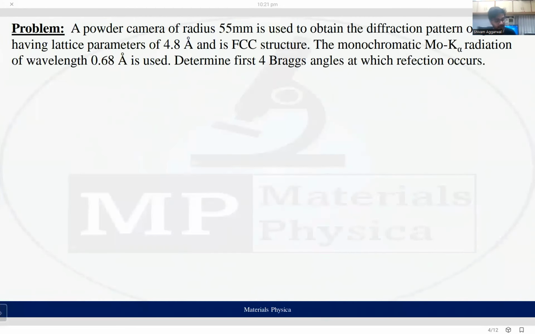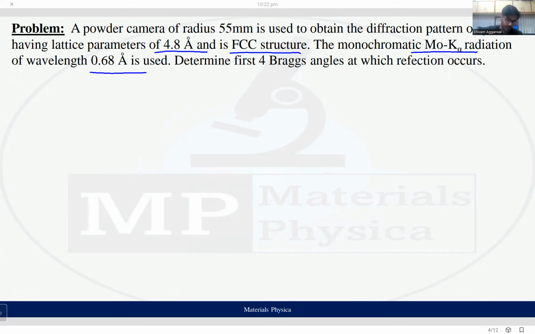A powder camera of radius 55 mm is used to obtain the diffraction pattern of gold, having a lattice parameter of 4.8 angstrom, for FCC structure, with monochromatic molybdenum K alpha radiation of wavelength 0.68 angstrom. So we have to calculate the first 4 Bragg's angles at which diffraction occurs.